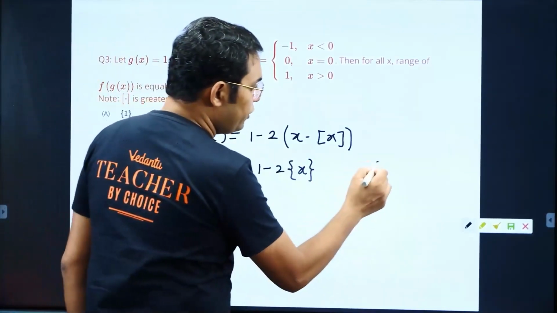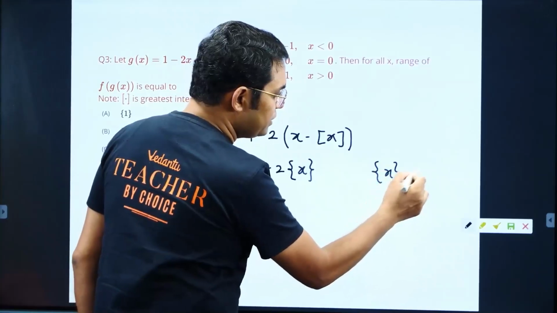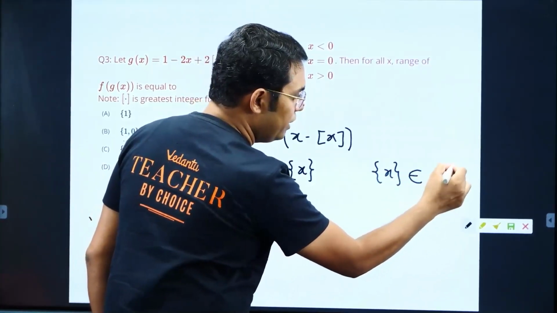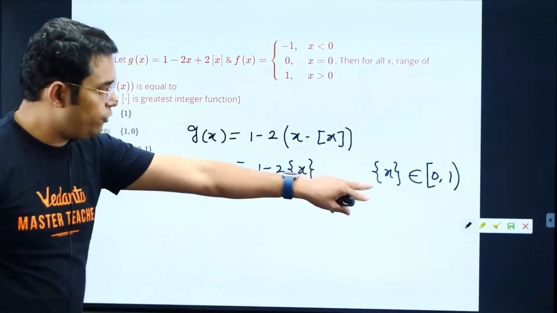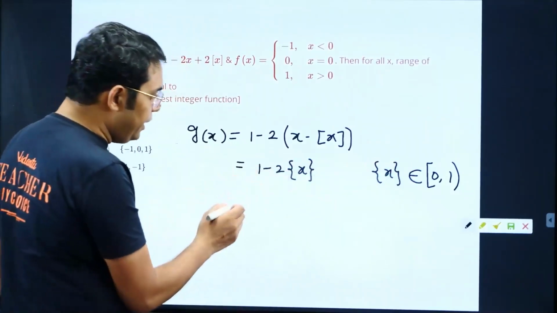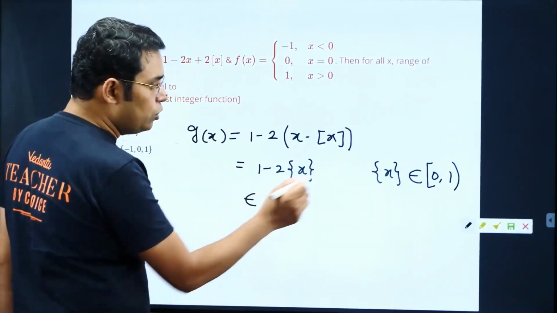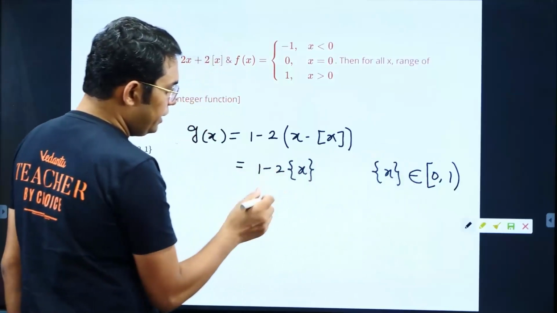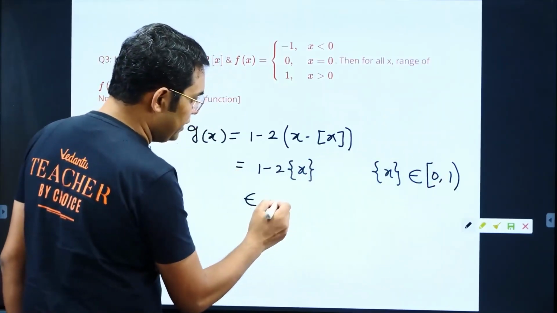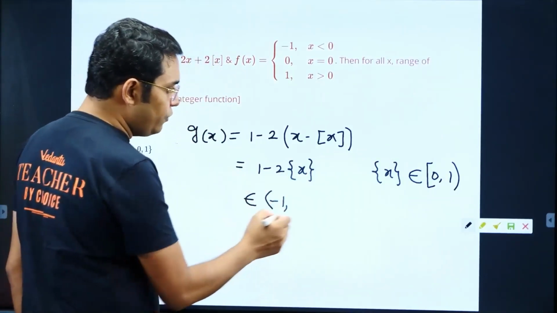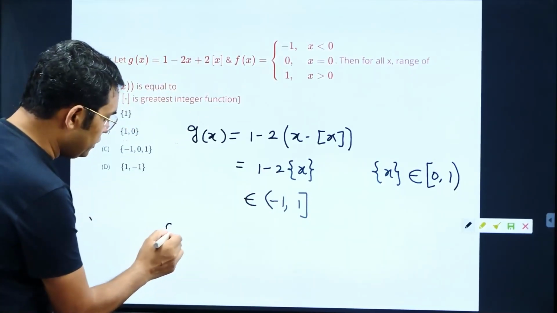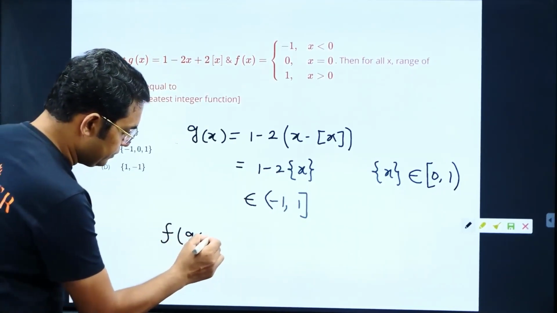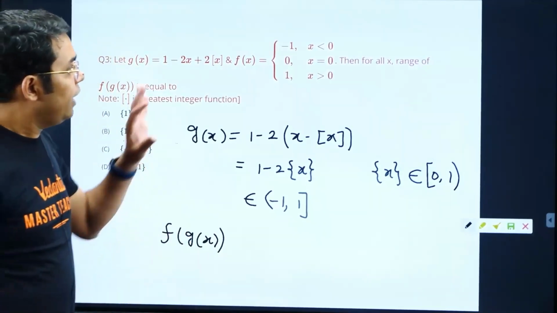The range of the fractional part function for real numbers is from 0 to 1, with an open bracket on 1 and a closed bracket on 0. So if we put these values of the fractional part here, g(x) will belong to, if it is 0 then it will be 1, when it is 1 then it will be minus 1. So open bracket at minus 1 and closed bracket at 1. Okay, now we have to find the range of f of g(x). Okay, how to find this?